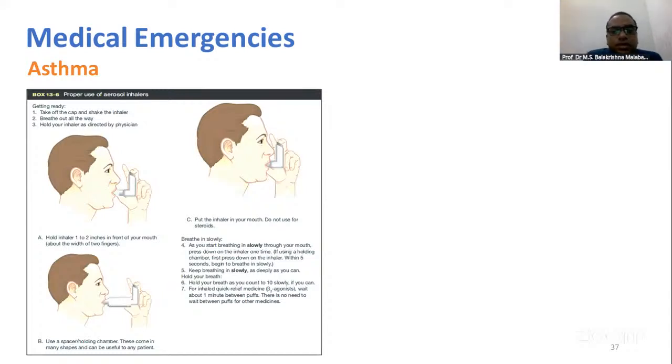So getting ready, first take the cap off and shake the inhaler. You have to shake the inhaler, and the patient should be made to breathe all the way out. Heavy expiration should be there, then put the inhaler in the mouth, suck it inside, and hold your breath. Do not use steroids here.